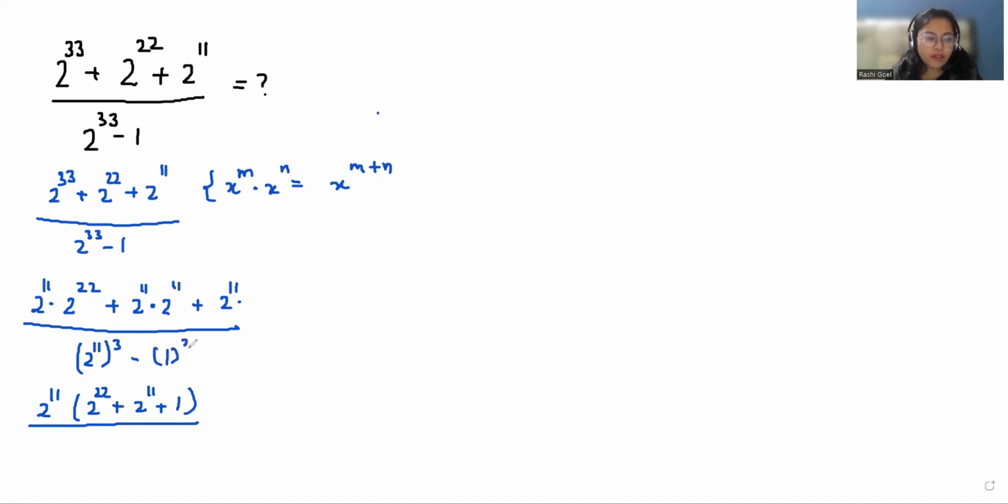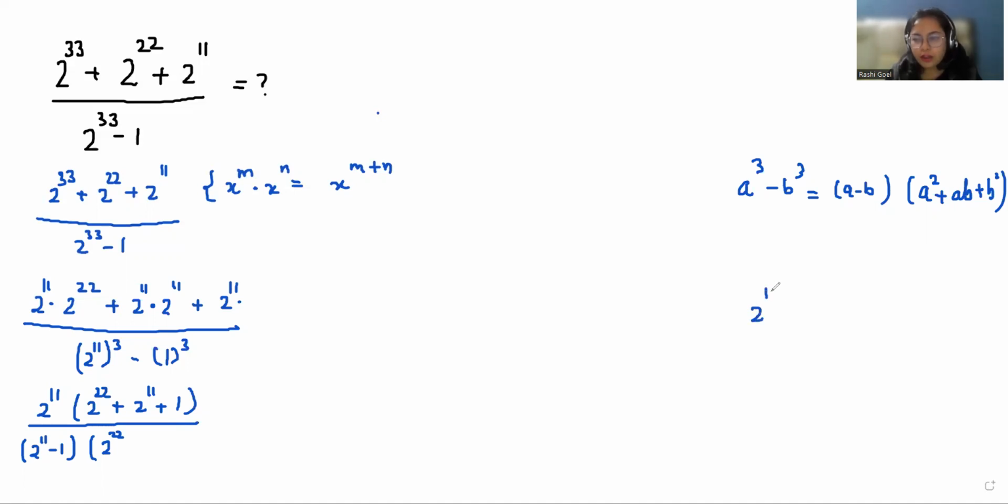Here we can use the very famous identity, that is a cube minus b cube is equal to (a minus b)(a square plus ab plus b square). So we can write it as (2^11 minus 1), then 2^22, that is (2^11) square, (2^11)^2, plus 2^11 plus 1 square is 1. Now as we can see in numerator and denominator, these values are the same, so we can eliminate them. So what is left? 2^11 divided by (2^11 minus 1).